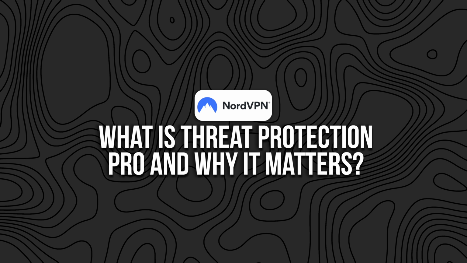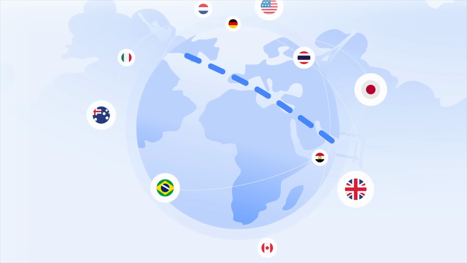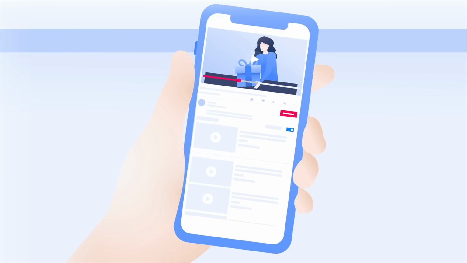What is Threat Protection Pro and why it matters? Before we look at the settings, let's quickly explain what Threat Protection Pro actually is. A normal VPN hides your IP address and encrypts your internet connection. That protects your data while you're online, but it doesn't stop you from clicking a bad link or downloading an infected file. So Threat Protection Pro goes further.